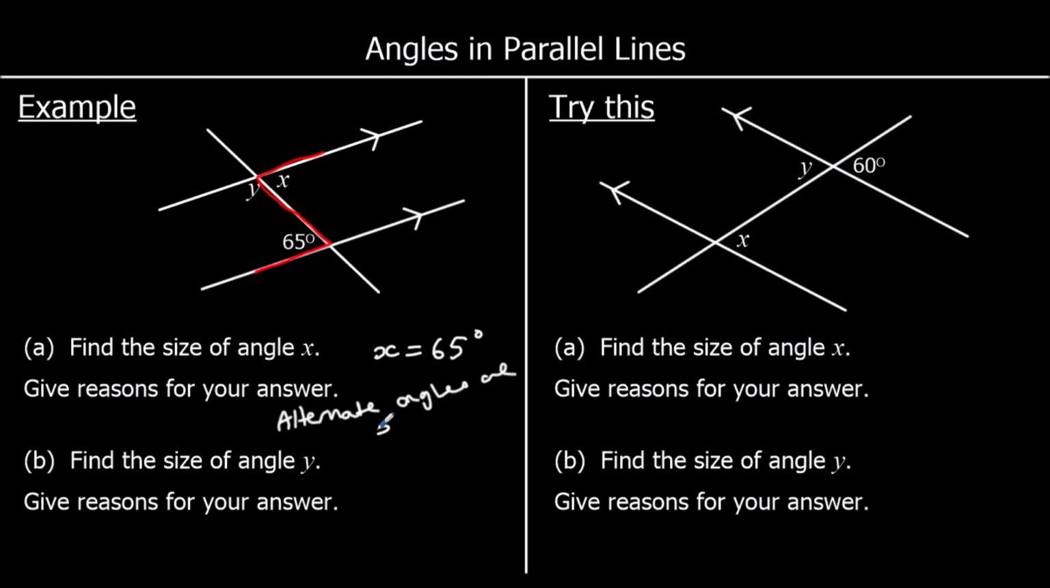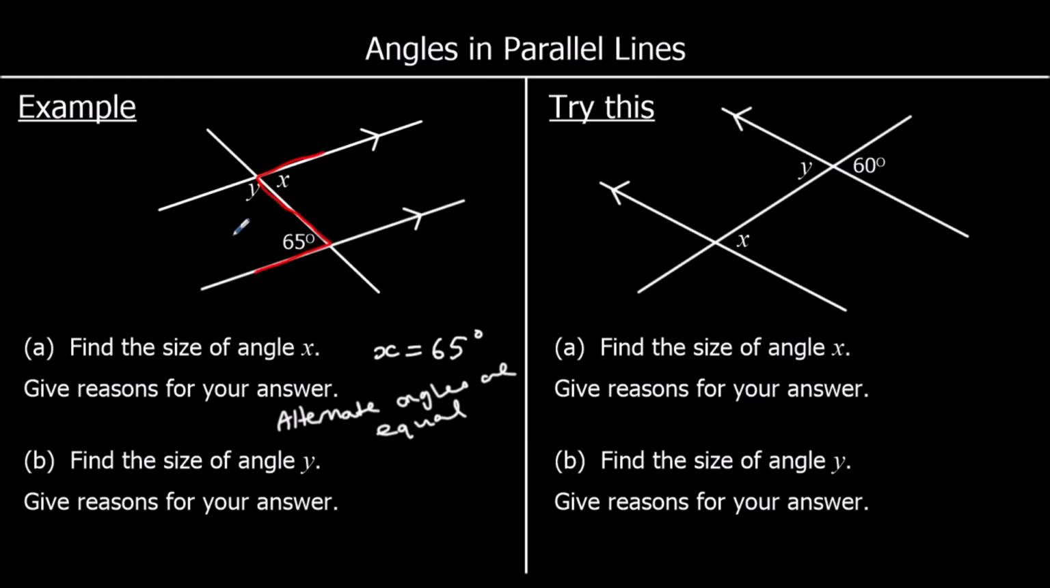You could have said that angles on a straight line add up to 180 and co-interior angles add up to 180, or opposite angles are equal and corresponding angles are equal. There's lots of different combinations, but in one step you can just say that alternate angles are equal.